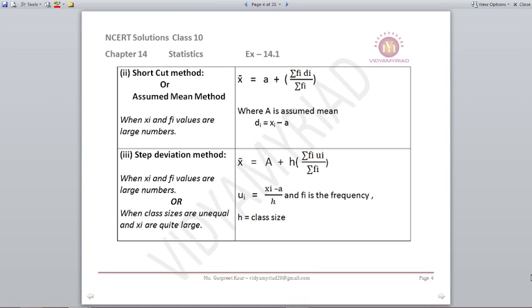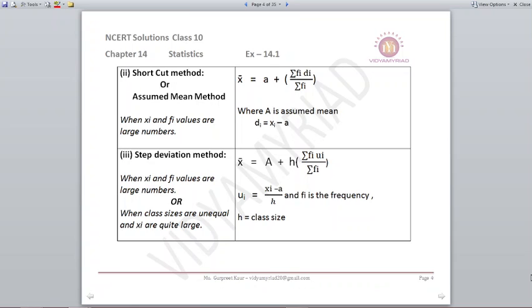Then there is another method, known as the shortcut method, or we also call it the assumed mean method. This is used when your xi and fi values are large numbers, big values. The mean for this will be represented as a plus sigma fi di upon sigma fi. What is di? Di is equal to xi minus a, where a is your assumed mean. When we do this question, you will come to know how we do it, and you will be able to remember the formulas.